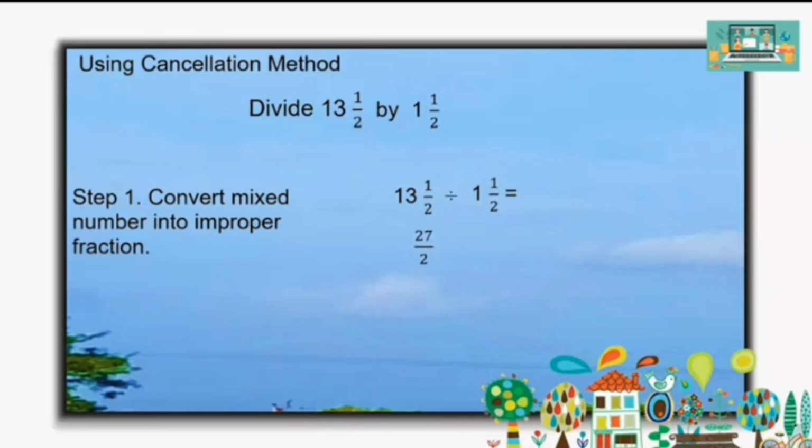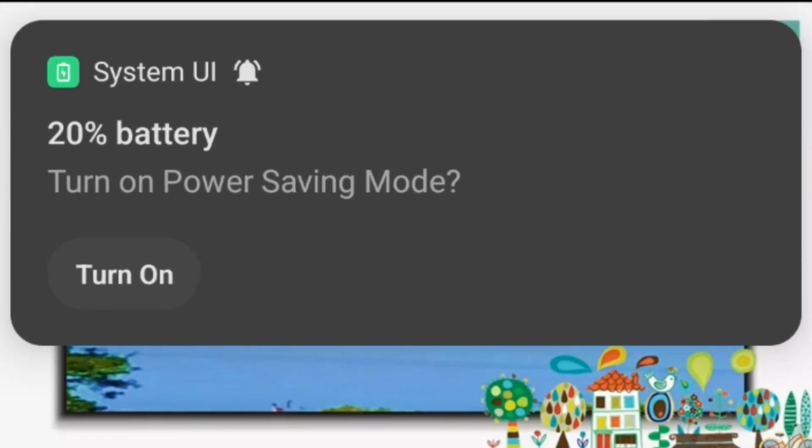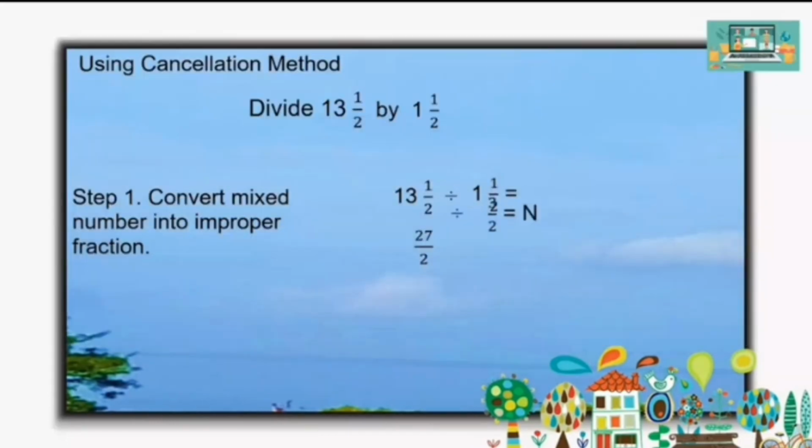Also with 1 and 1/2, we change this into an improper fraction by multiplying the denominator 2 to the whole number 1. 2 times 1 is 2, plus 1 equals 3. So our new fraction is 3 over 2.